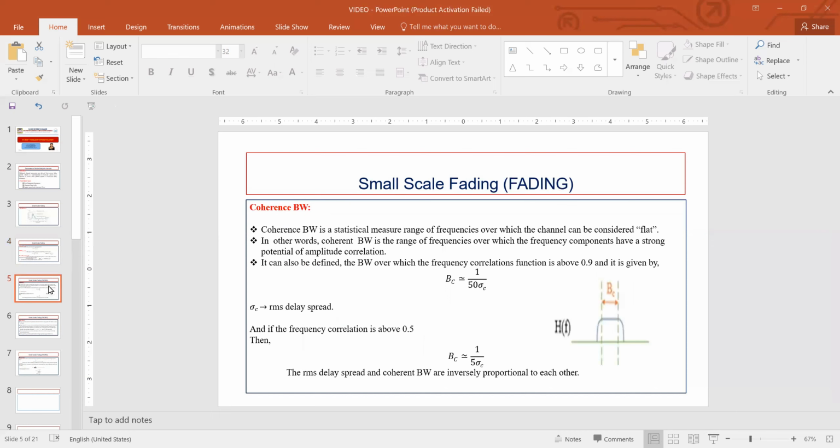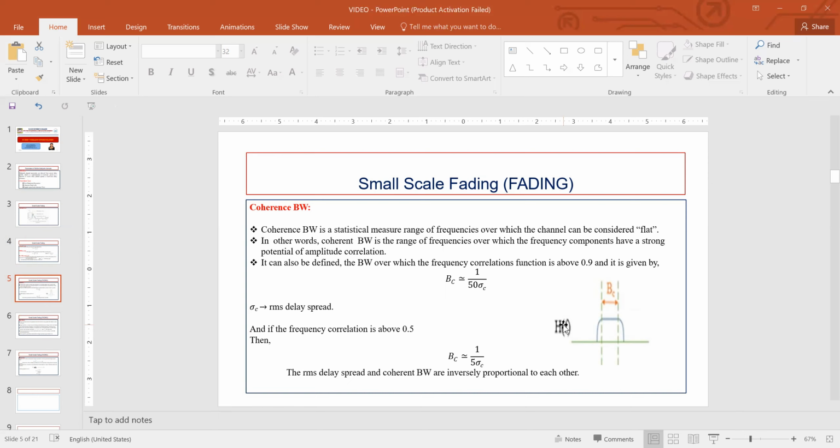And the second parameter is the coherence bandwidth. The coherence bandwidth is a statistical measure of the range of frequencies over which the channel can be considered to be flat. In this region, we can say that the response has equal gain as well as linear phase. It is a range of frequencies over which there is a strong correlation for amplitude level. So it is directly related to the RMS delay spread, and they are inversely proportional to each other.